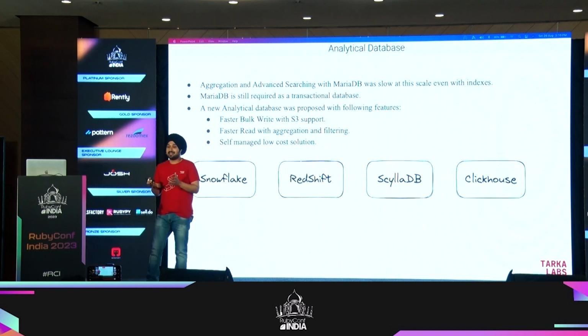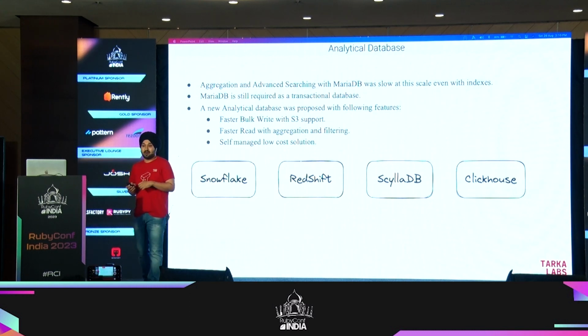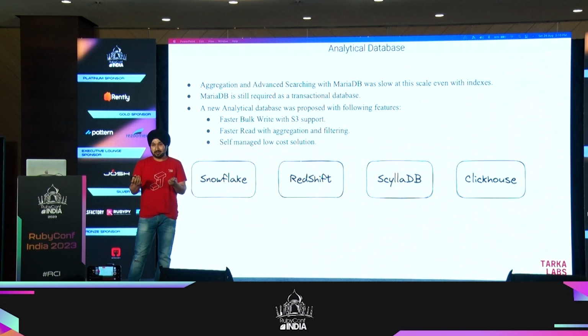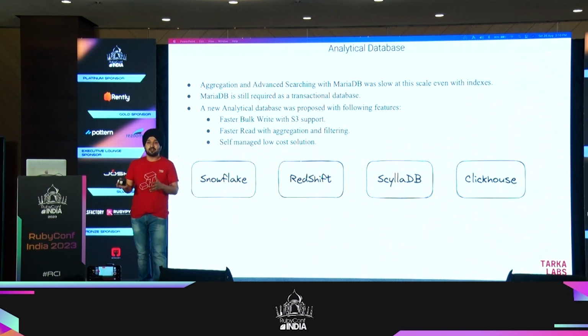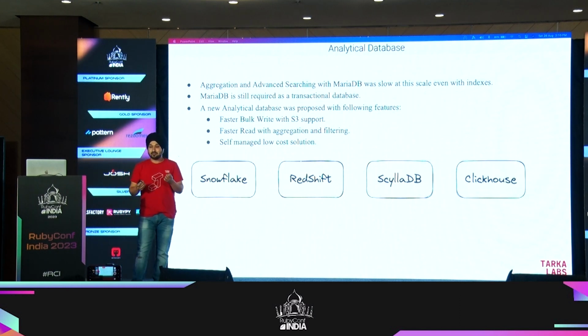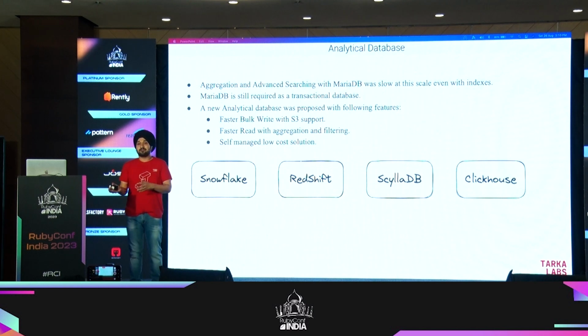Snowflake and Redshift were pretty good with all these bulk writes and reads and aggregations, but they were pretty costly for us, and doing these things for a user-facing feature became a bit of a challenge. ScyllaDB was kind of a Cassandra-based solution, but it didn't have good aggregation. The reads and writes were good, but the aggregations were not that good. So ClickHouse was one thing we were able to host ourselves. We just had an EC2 instance.